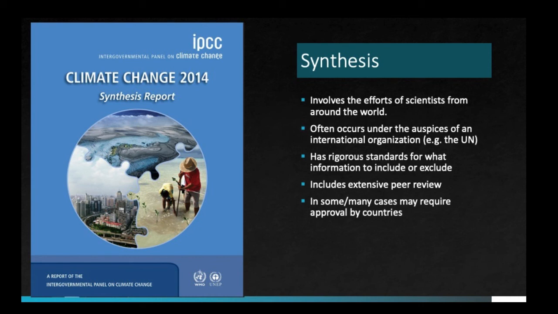It, like other synthesis activities in environmental research, often takes place under the auspices of an international organization, in this case, the United Nations. The IPCC process has rigorous standards of what information to include or exclude. There's an extensive peer review process, and when complete, the reports must be approved by the countries that are involved. These types of processes have become very important because they give a rigorous, careful, state-of-the-art analysis of where a field is at. This then can become the foundation for a strong policy or for other interventions that address an environmental problem.